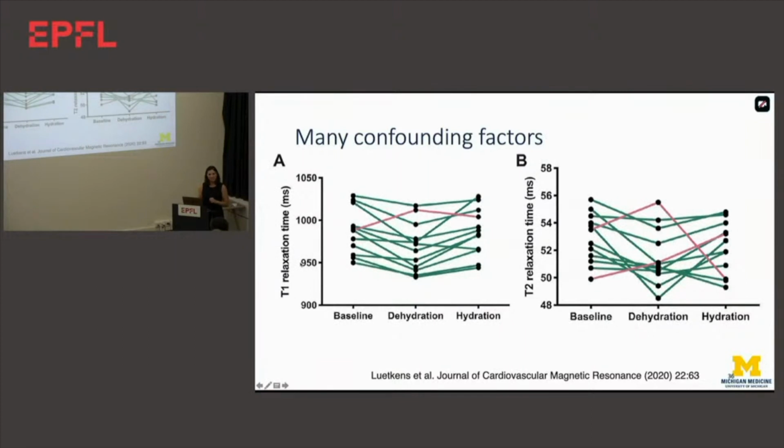And when you delve into the data, it turns out that not every person even reacted the same way, right? So this is the individual measurements that they made on these subjects. And for the most part, the T1 value decreased upon dehydration. But again, not for everybody, right? So this is not, again, the problem necessarily of MRI, but it's something that we have to take into account when we're trying to make our measurements.